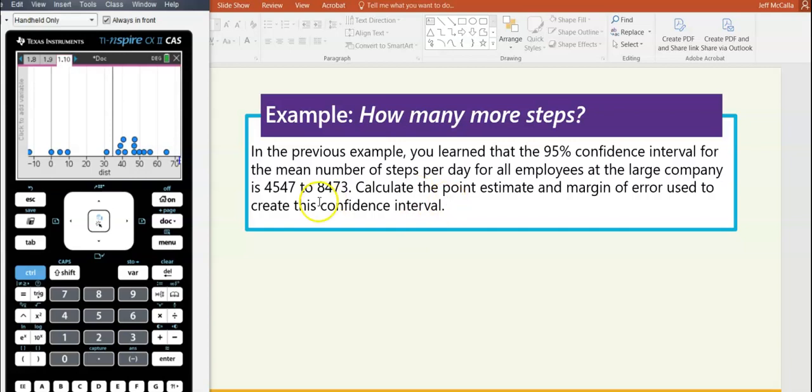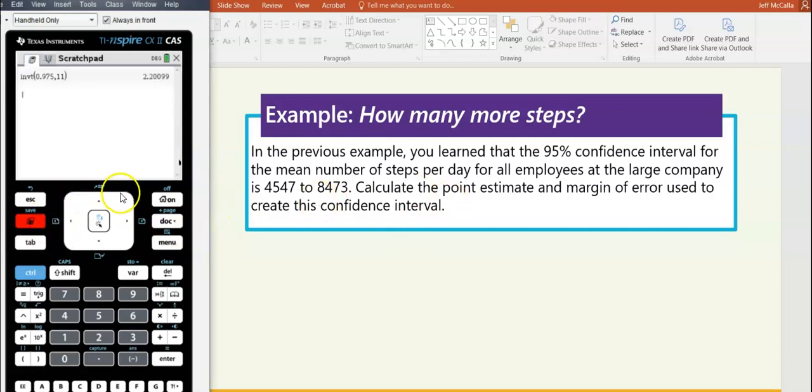How would we find it? So let's say this is our interval here, the interval from 4547 to 8473. If I add up those numbers, 4547 plus 8473, how do you average two numbers? You add them up, divide by 2, and you get 6510. That's going to be our point estimate here, the average of those two numbers. The point estimate's in the middle between those two numbers. If I take that number, 6510, and subtract the lower one, that should be our margin of error. So really this is 6510 plus or minus 1963.